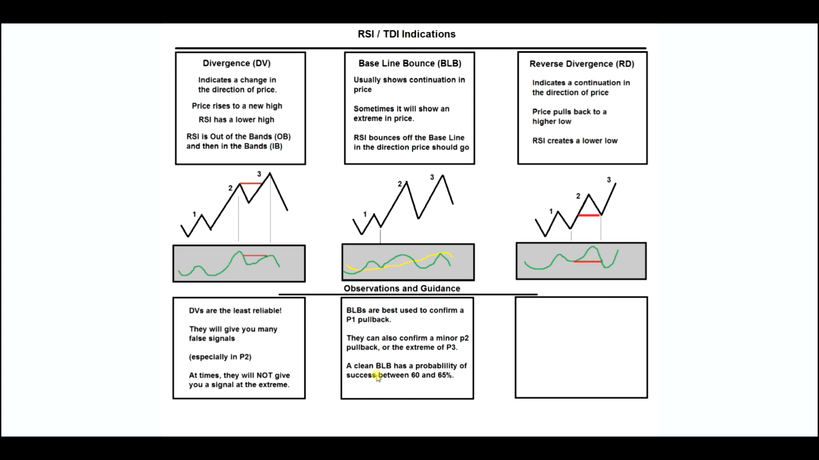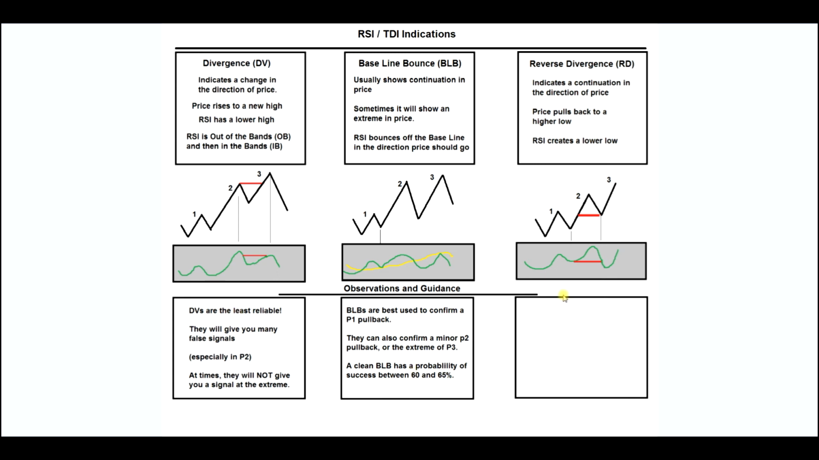A clean baseline bounce has a probability of success between 60 and 65%. It's a heck of a lot better than what you're going to be getting in here. If you get 40% right, you're great. Over here, you're increasing your odds by more than 50%. So the baseline bounces are much more reliable than the divergences.